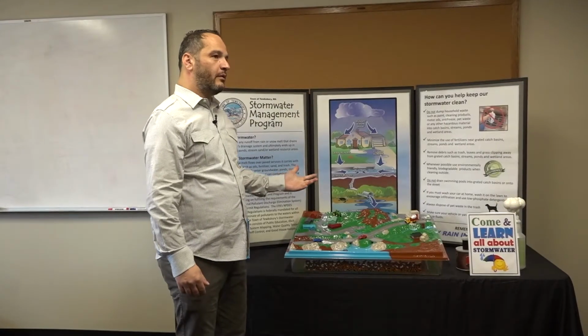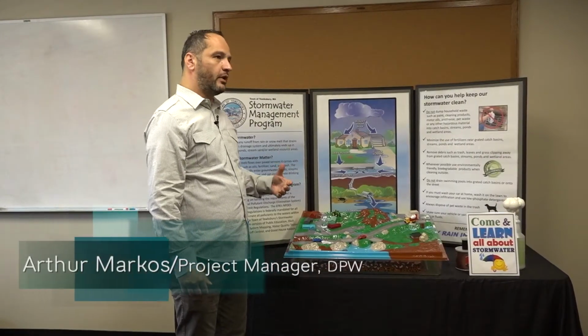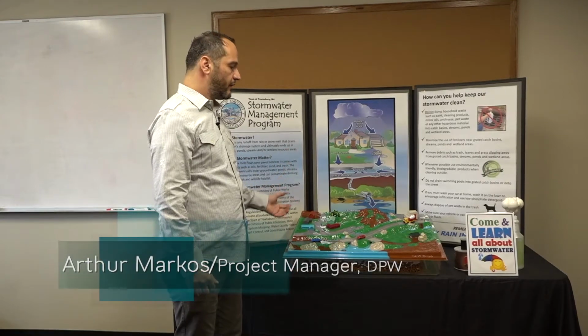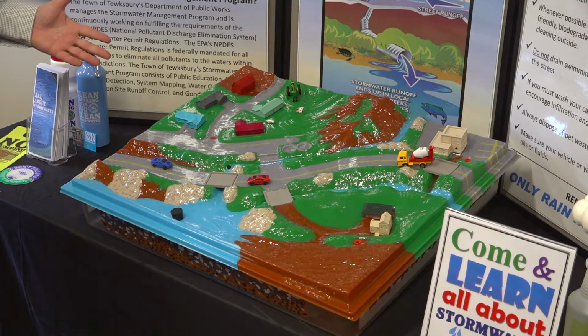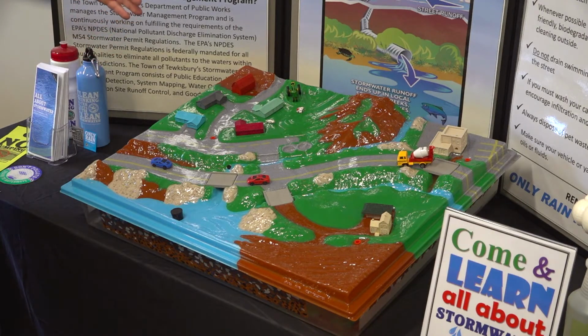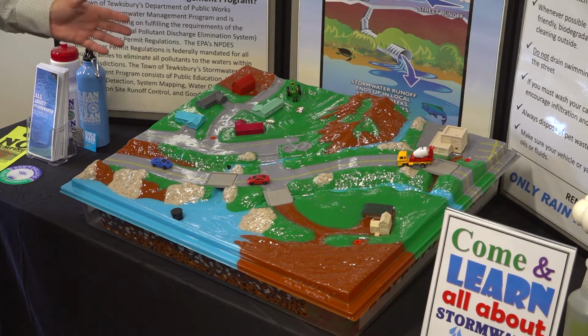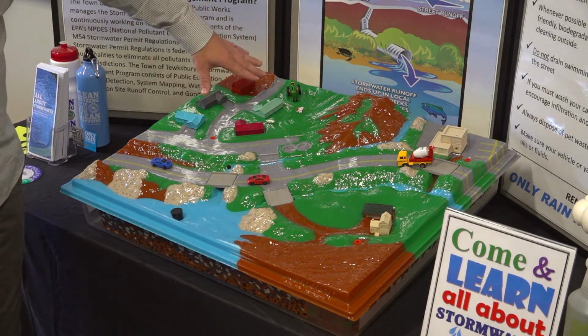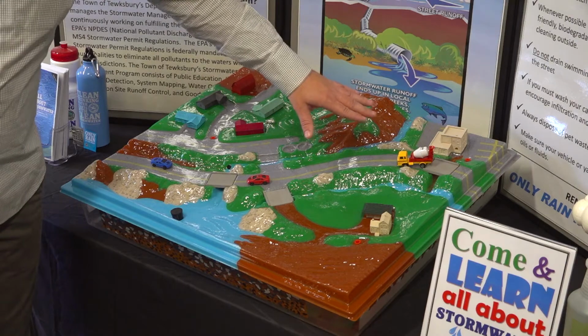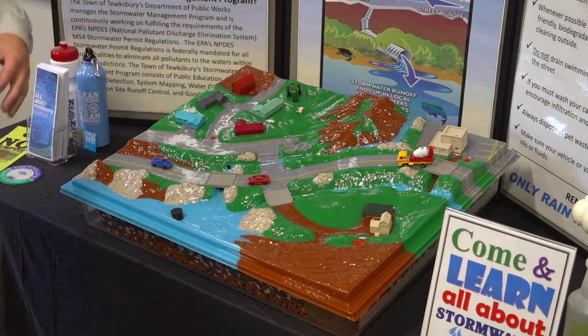Part of our stormwater management and public awareness and outreach program, we go out and give demonstrations of what we call an Enviroscape. This Enviroscape is a model of a watershed. As you can see here, we have homes, some farming activities, and some construction activities going on. It kind of represents what you might see in town.